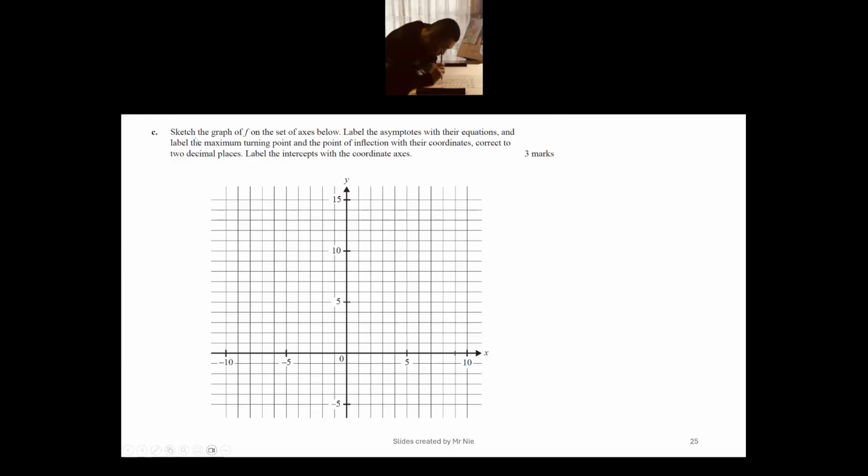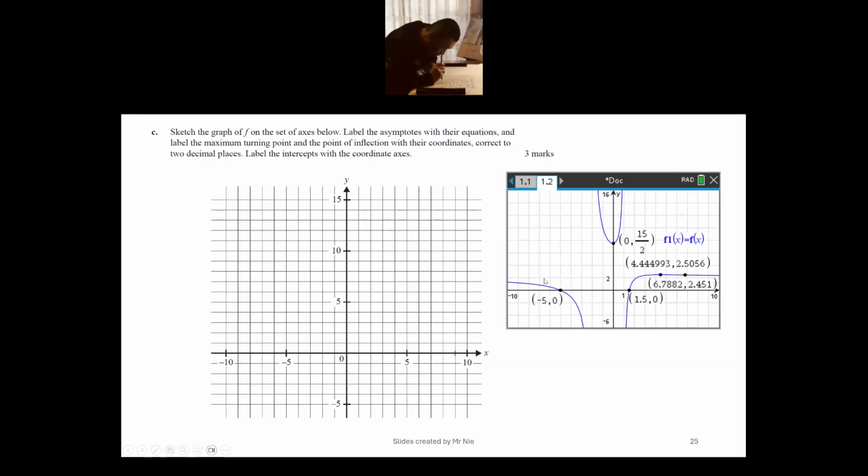Next part, we need to sketch the graph of f on the set of axes below, label the asymptotes with the equations, and label the maximum turning point and the point of inflection with their coordinates correct to 2 decimal places. And we need to label the intercepts with the coordinate axes. That means we need to include both the y-intercept and the possible x-intercepts. Bear in mind we need to adjust the CAS viewing window from minus 10 to 10 and from probably minus 6 to 16, so we can closely match the set of axes on the exam booklet.